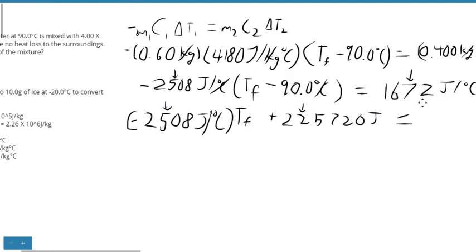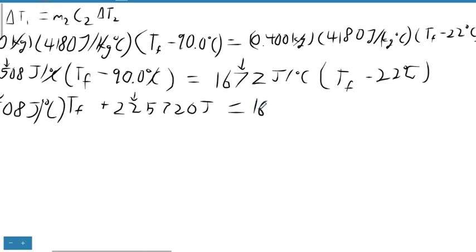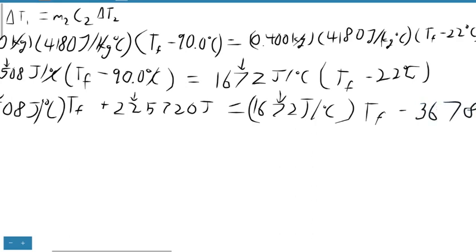And then do the same thing on the other side. We get 1672 joules per degree Celsius, then multiply by TF. Then minus 22 times 1672. You get 36784. And the C's cancel out again, so it's just joules with 2 sig figs. Oh, oops, because of the 22 degrees Celsius.